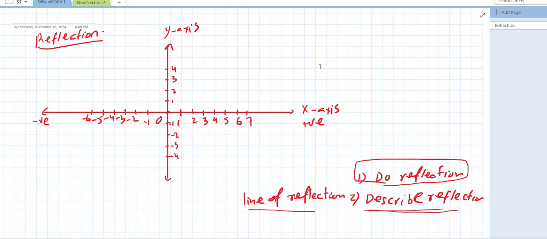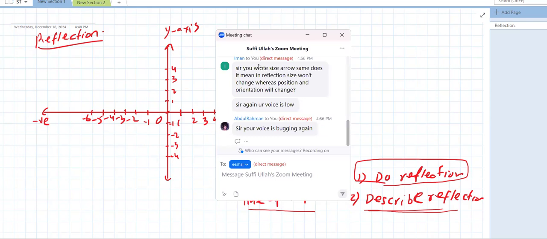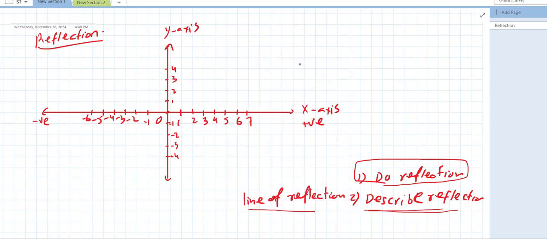Please confirm, is my voice low? Is it clear now? I think there is some issue with my microphone. Yes, is it clear now? Okay. Let me know if there is any issue with the voice.